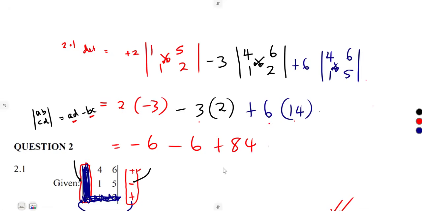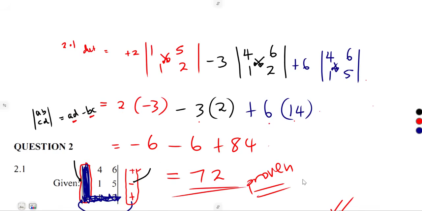So 1, 2, 3. You can have the final answer. Combine everything, which is what? Which is 72. So as we can see, guys, it has been proven that our answer is going to be 72, even if we are to expand the first column.